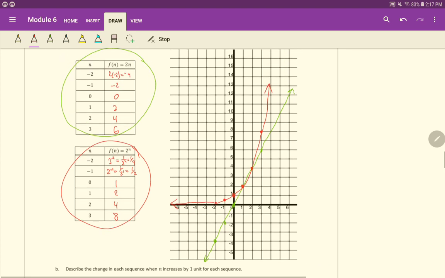You can see how quickly this graph starts to increase. In fact, the next point here would be at 4, 16. There you go, something like that. Okay, so we'll stop there and we'll get into the next example in the next video.